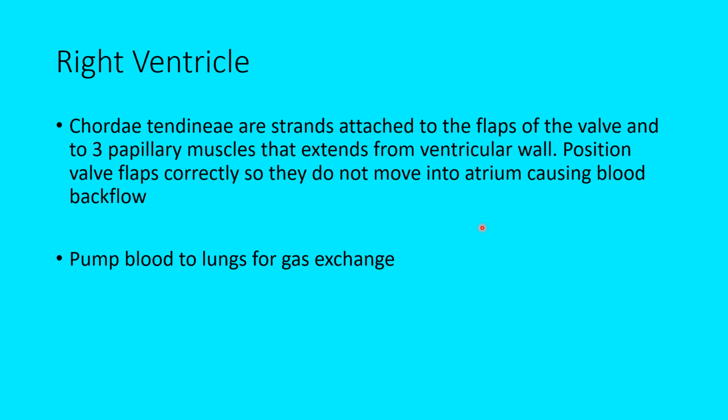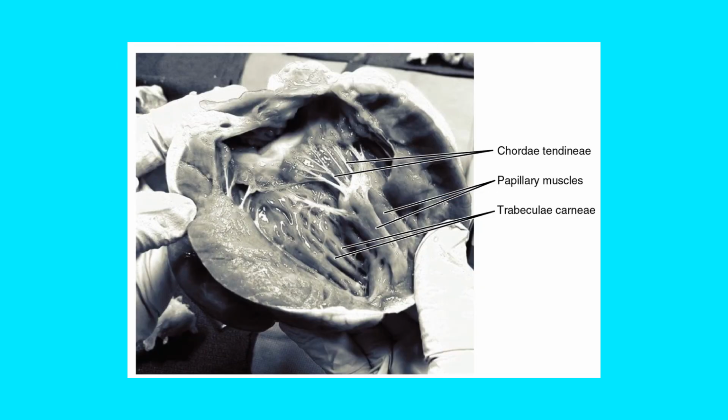The whole purpose of having these valves is to prevent blood from backflowing. Once it goes into the ventricle, you want it to stay there. So at a certain point, they're going to close. Well, you don't want the flaps going too far up into the atrium. So the chordae tendineae are going to help control that. The right ventricle is going to pump the blood to the lungs for gas exchange to occur. And this is a picture of a heart, which is really cool, that you can see these little chordae tendineae. They look like little thin strands of thread.